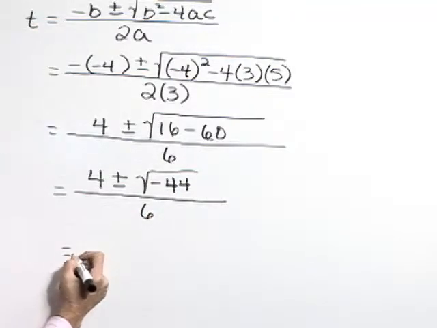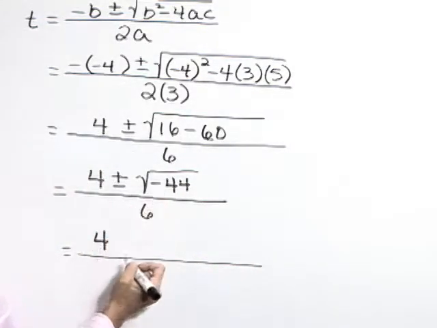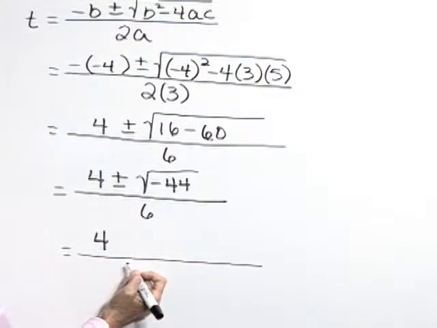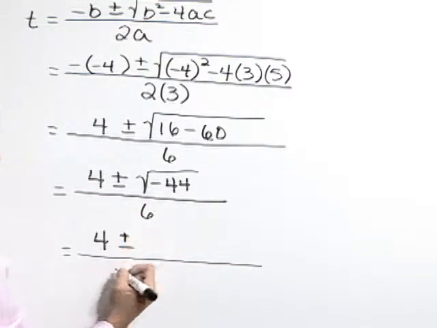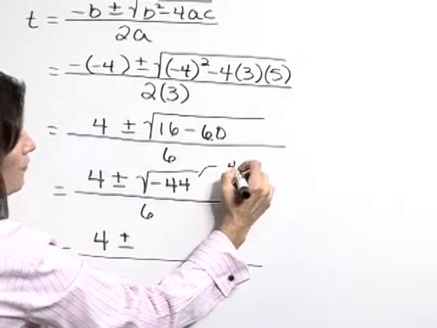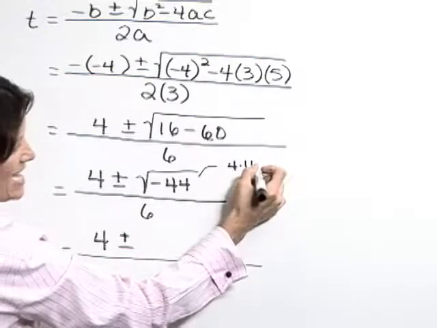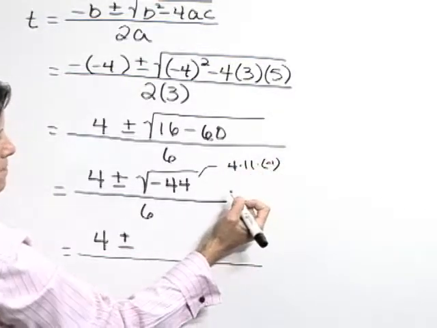44 all over 6. Now this is going to lead us into the complex number system because we've got the square root of a negative value. Let's write this numerator as 4 plus or minus. That 44 is 4 times 11. We've also got that negative 1 in there as well.